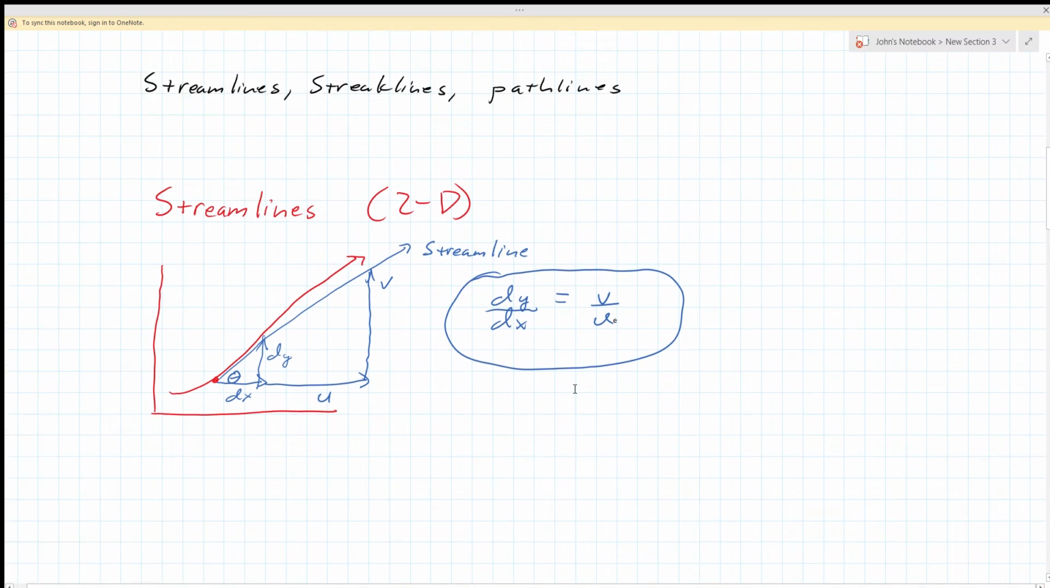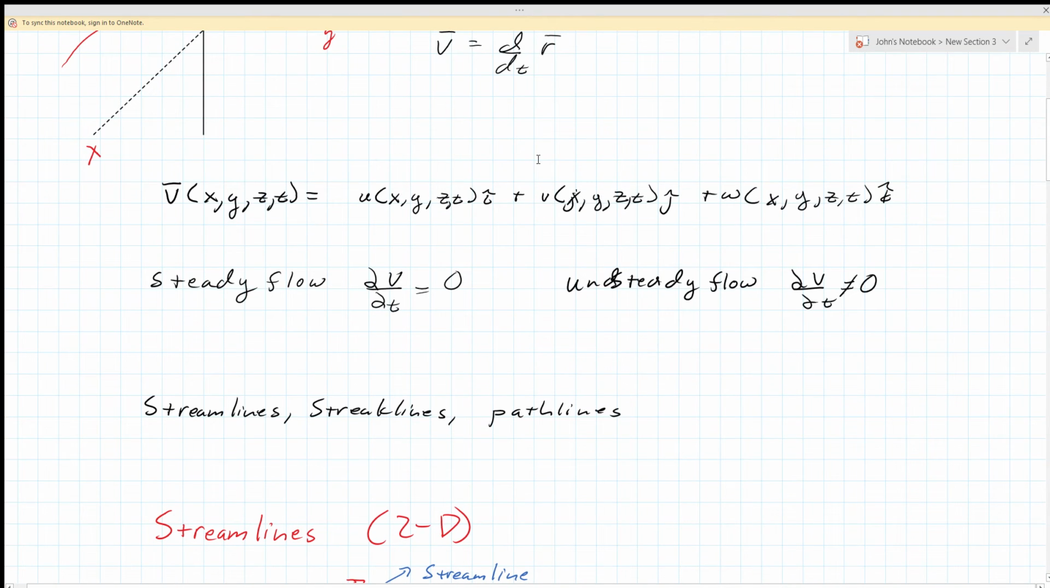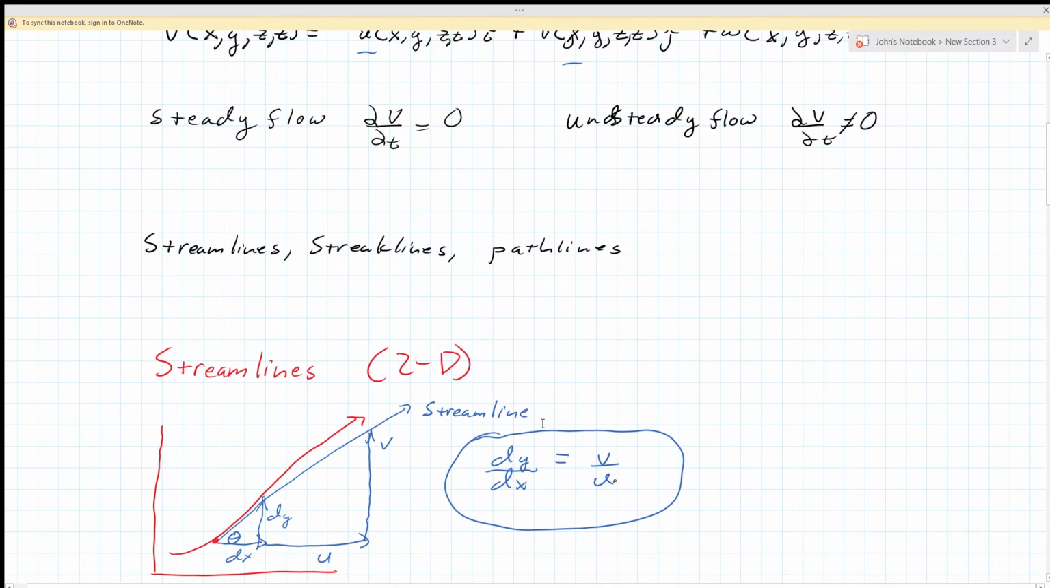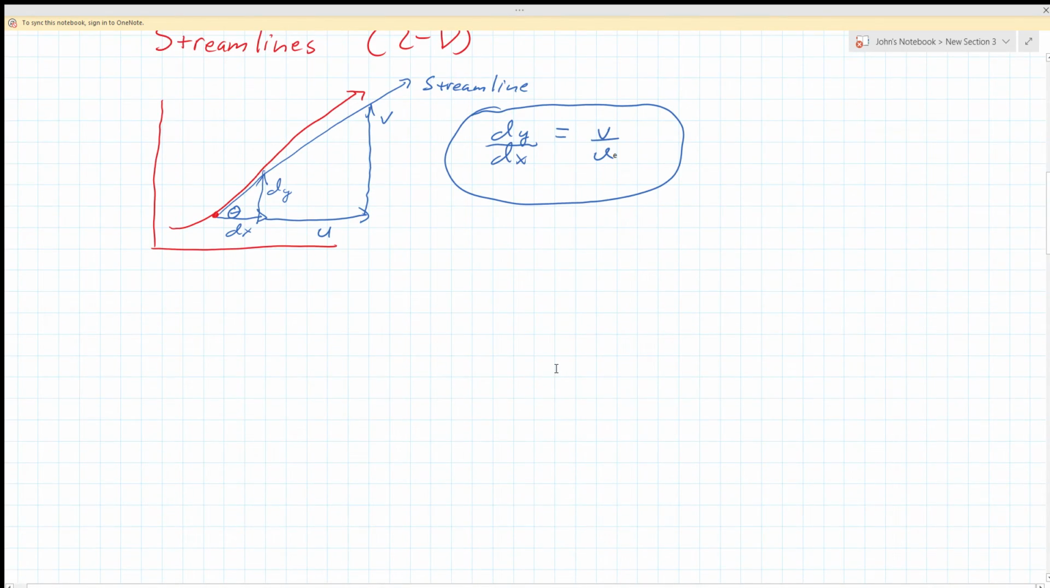This relationship is how you're going to solve all your streamline problems and how you're going to find them. Recall, not dealing with z, v and u here represent the x component and the y component of the velocity field vector. So if you know those, you can solve this differential equation and you can create the equation for your streamlines. How would you do that? The best way to show it is with an example. So let's do an example.